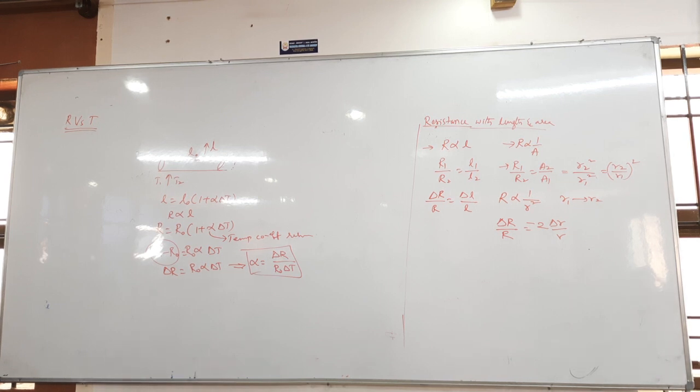Clear? Write a problem. Alpha is the temperature coefficient of resistance. Anything you can take, resistance or resistivity, there is no difference in that. That is just a property of the material, how much temperature it can bear. If alpha is more, it can bear more temperature. That is the main reason of the alpha. Yes. Write a problem.